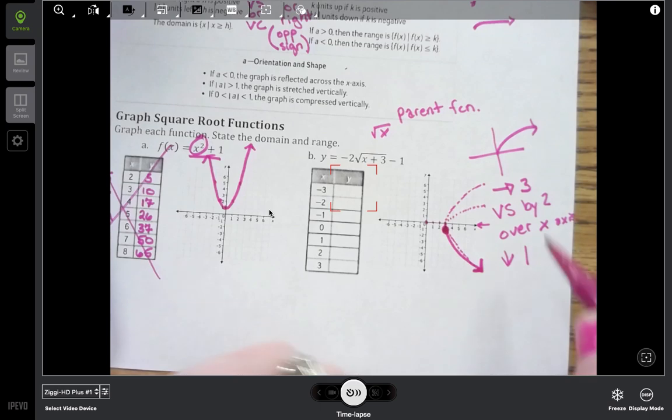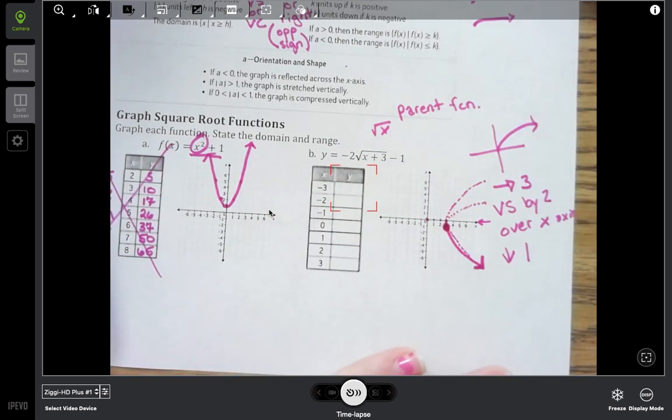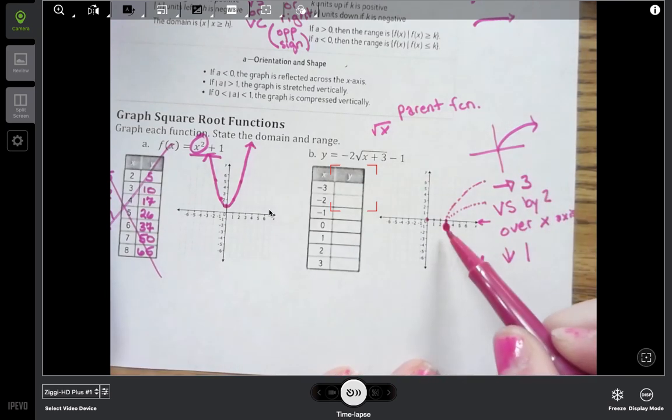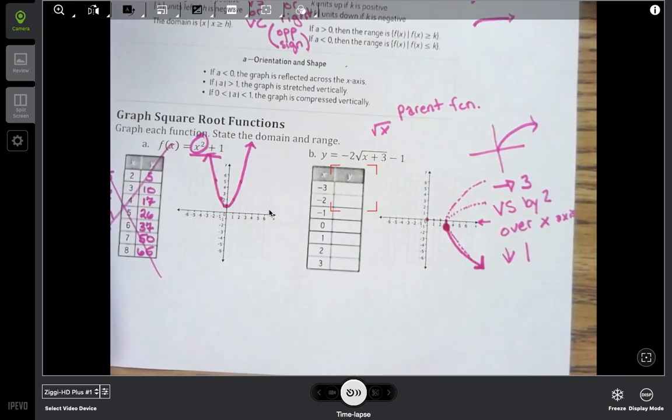So going through those steps, that was a lot faster, or it would be a lot faster than actually graphing the points. Okay, so this looks like this. All right, now, gosh dang it, I did that wrong.